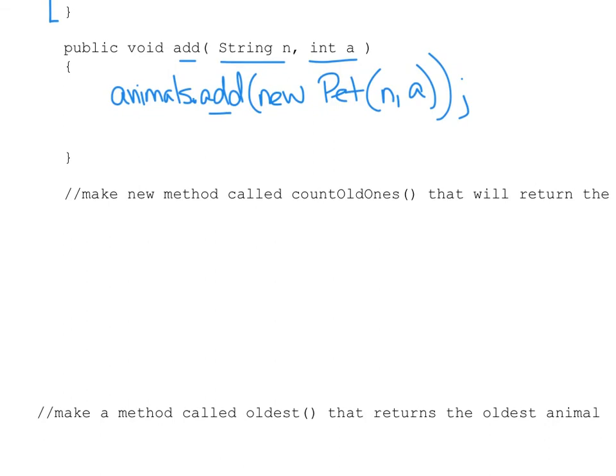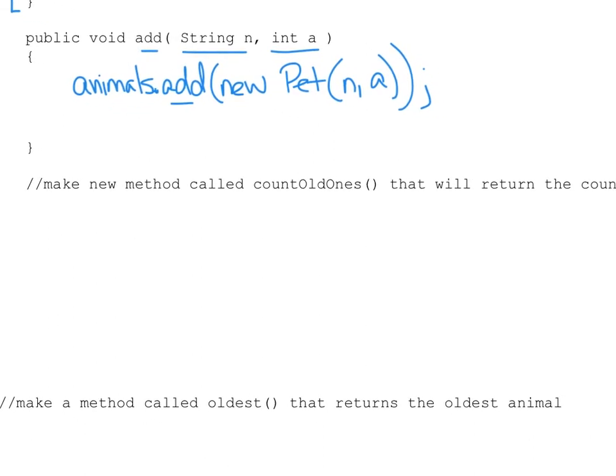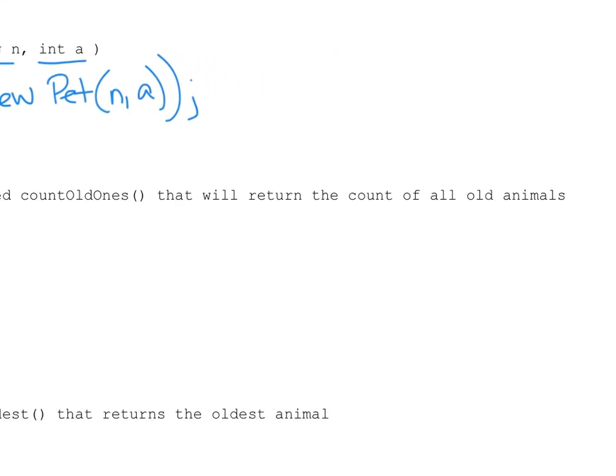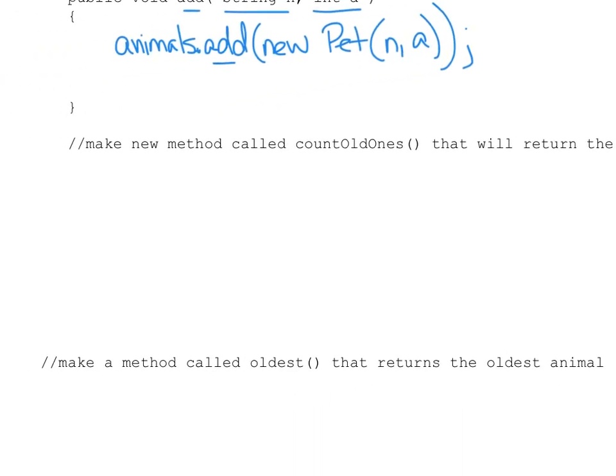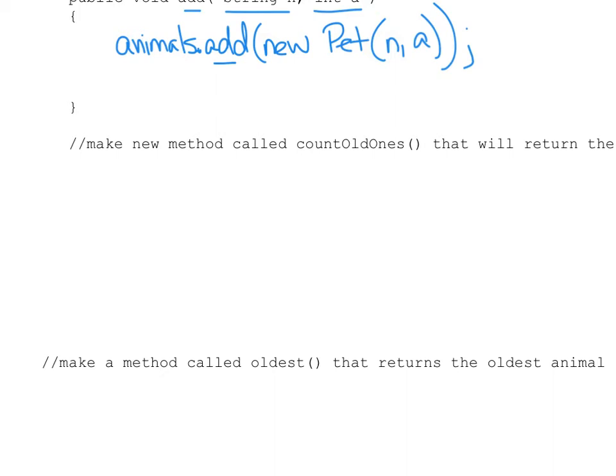Okay, so make a new method called countOldOnes that will return the count of all the old animals. So this is us traversing through an array list, and we have to determine what's old and what's not. For this particular one, we're just counting the number of old ones. So we could use an enhanced for loop, but I'm going to not.